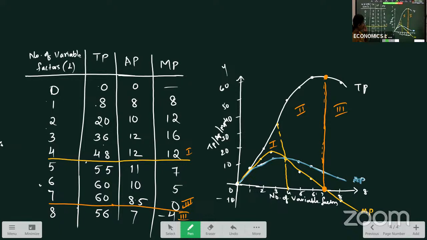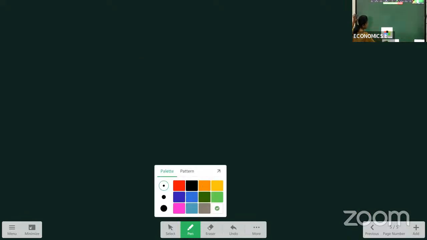Okay. Now based on this, we will do the 3 stages. In the first stage, what are you observing? TP is increasing, right? AP is increasing, MP is also increasing, but the MP increase is more than the AP increase. So that way we will explain the 3 stages over here. Now in the 3 stages, what have we seen? What is our first stage?